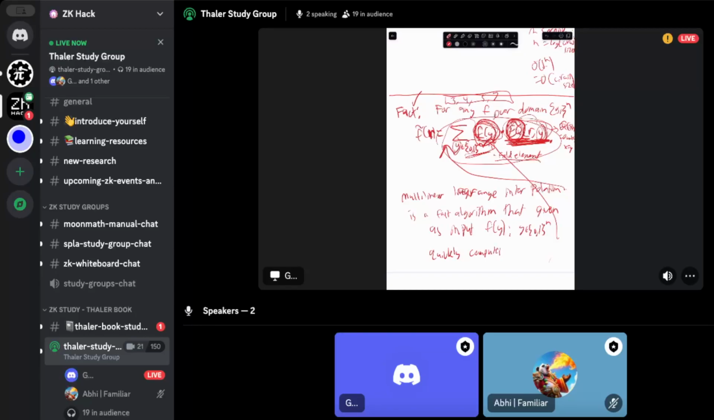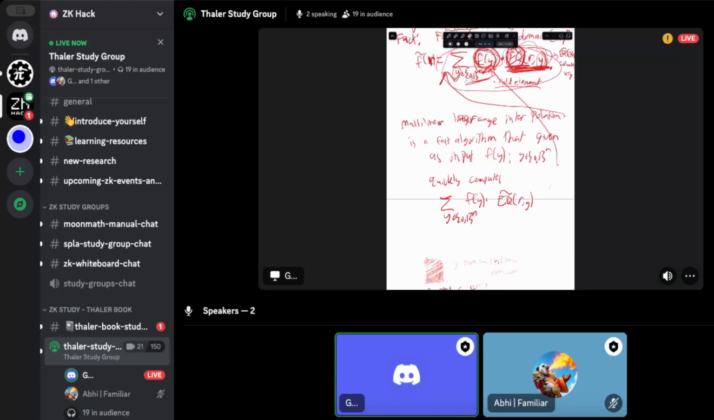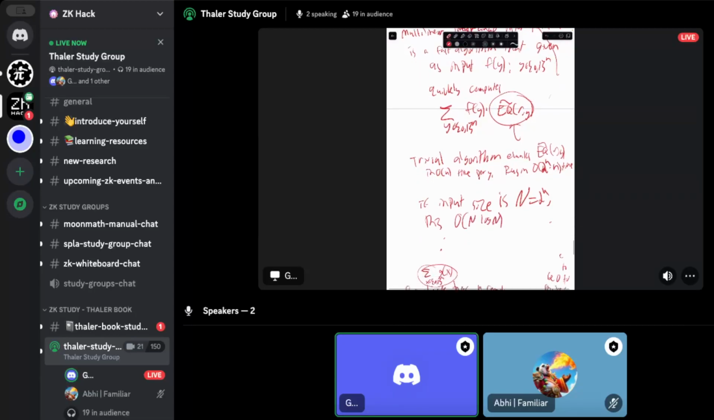So it quickly computes the sum over y in {0,1}^n of f of y times eq twiddle of r comma y. Because eq twiddle can be evaluated at any point in order n time, the trivial algorithm will just independently evaluate eq twiddle of r, y in order n time per y. So that runs in order n times 2^n time. If I denote the input size 2^n by capital N, this is the same as order N log N. That's the best you can hope for up to the log factor.